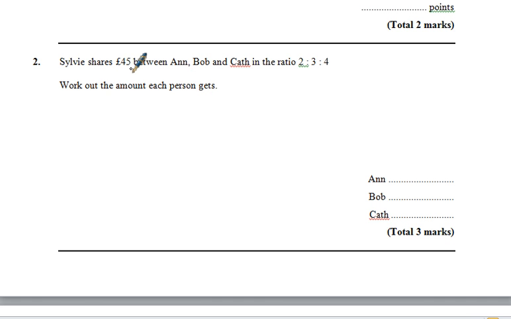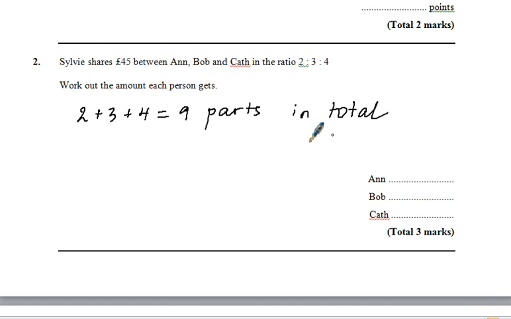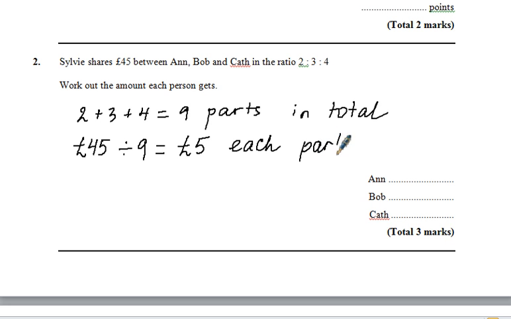So altogether, 45 pounds has to be divided into 2 plus 3 plus 4, 9 parts in total. Could you make sure that you write in your paper clearly and very briefly what exactly you find. So that's 9 parts in total and 45 pounds together, and they have to be divided into 9 equal parts. So we need to find out how big one part is. 45 pounds divided by 9 is 5 pounds each part, alright? Each part.